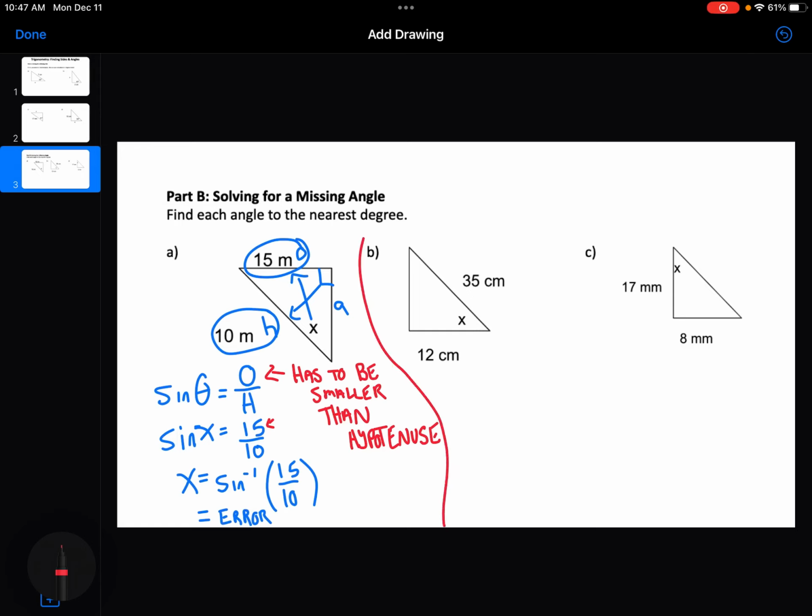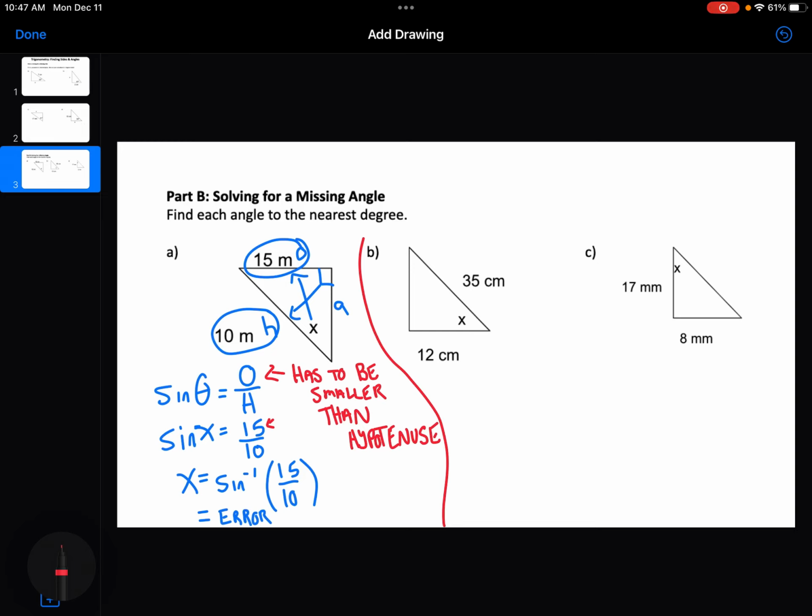So whenever you're doing these questions, if you ever recognize that your hypotenuse isn't the longest side, then you've either done a calculation error or the question's set up for you to write no answer. So you need to check that. You need to make sure that when you're doing this, your hypotenuse is always the longest side.